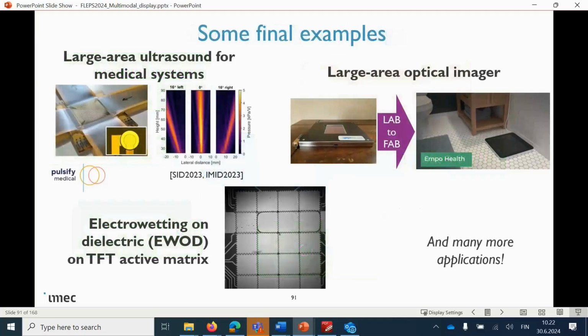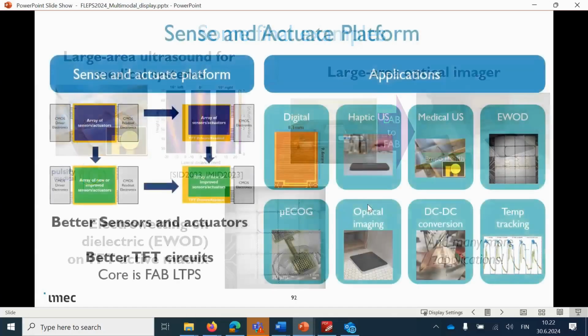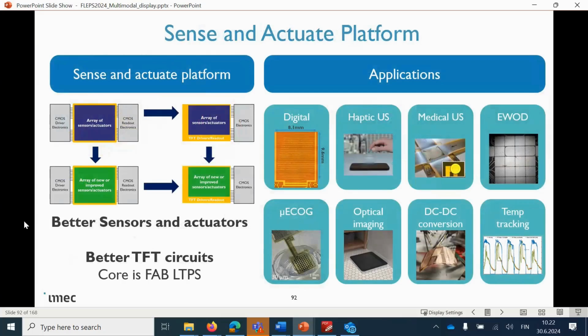You can make many different demos, for example large area ultrasound for medical systems. We had some talks last year about this, medical imaging. You can have large area optical imagers. You can have electro-weighting with a TFT matrix below. Here's a summary of all the different applications and the vision.